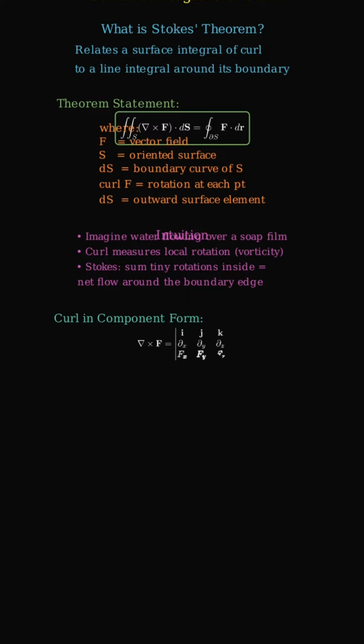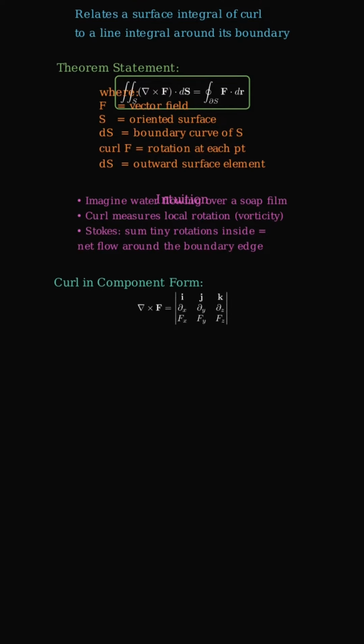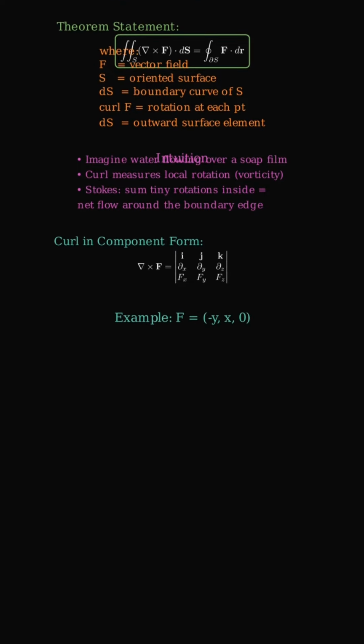Now let us look at curl in component form. Curl of F is computed using partial derivatives of the components of F. It can be calculated using a determinant involving unit vectors i, j, and k, and the partial derivatives with respect to x, y, and z. This gives us another vector representing rotation.